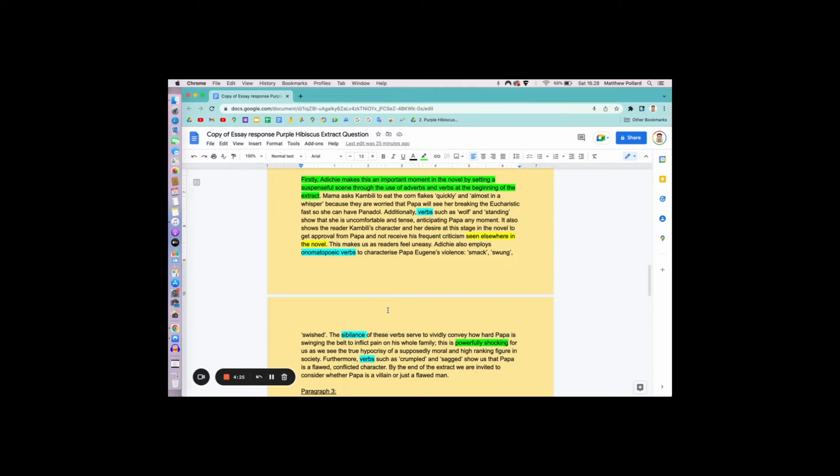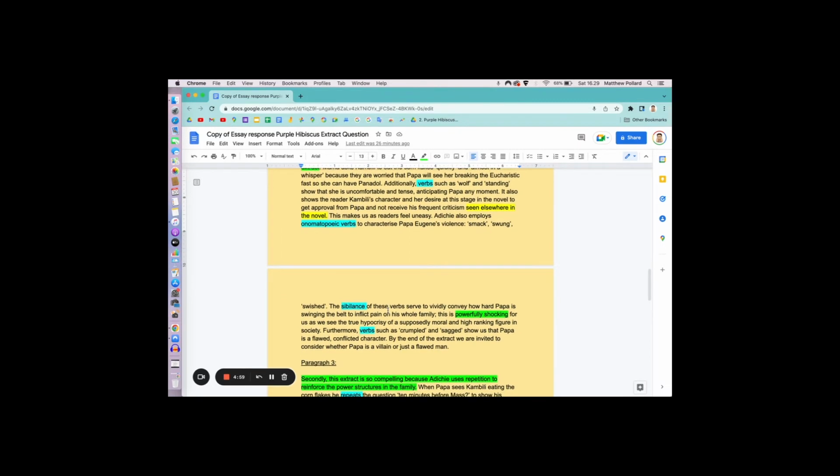Adichie also employs onomatopoeic verbs to characterise Papa Eugene's violence: smack, swung, swished. The sibilants of these verbs serve to vividly convey how hard Papa is swinging the belt to inflict pain on his whole family. This is powerfully shocking for us as we see the true hypocrisy of a supposedly moral and high-ranking figure in society. Furthermore, verbs such as crumpled and sagged show us that Papa is a flawed, conflicted character. By the end of the extract, we're invited to consider whether Papa is a villain or just a flawed man.